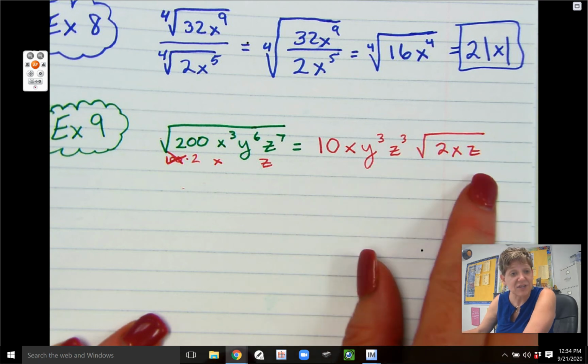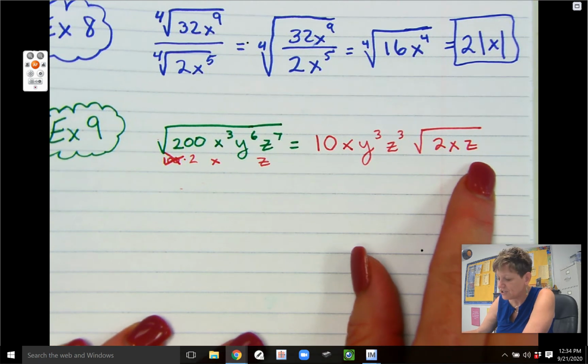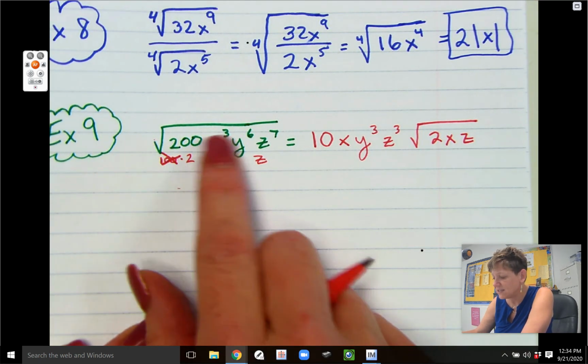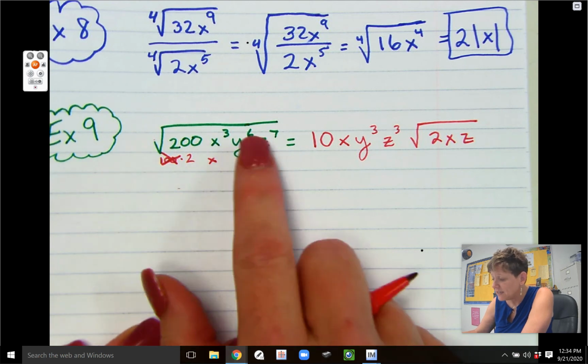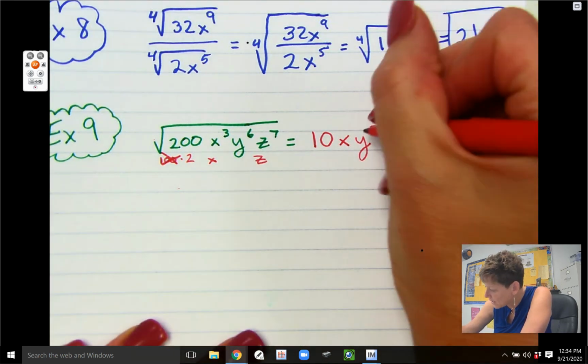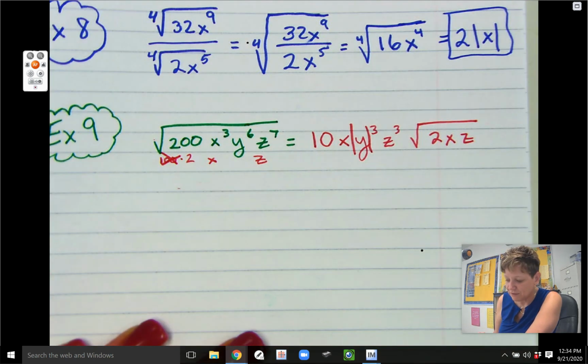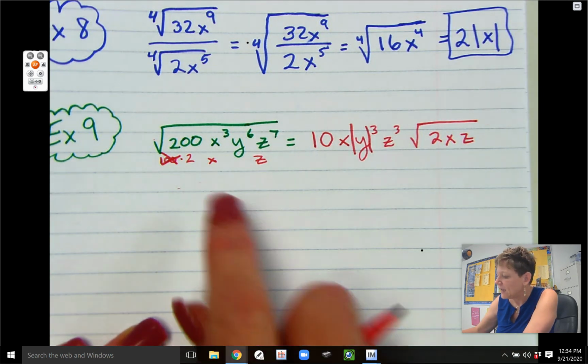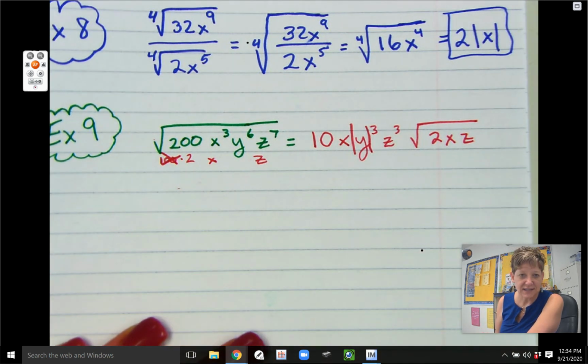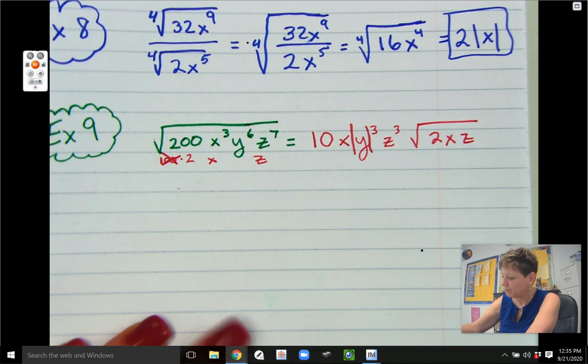The only thing I haven't checked is even, odd. So let's check even, odd. This is even, this is odd. This is even, odd. So my y needs an absolute value. Okay, even, odd, so my z doesn't. So there you go.